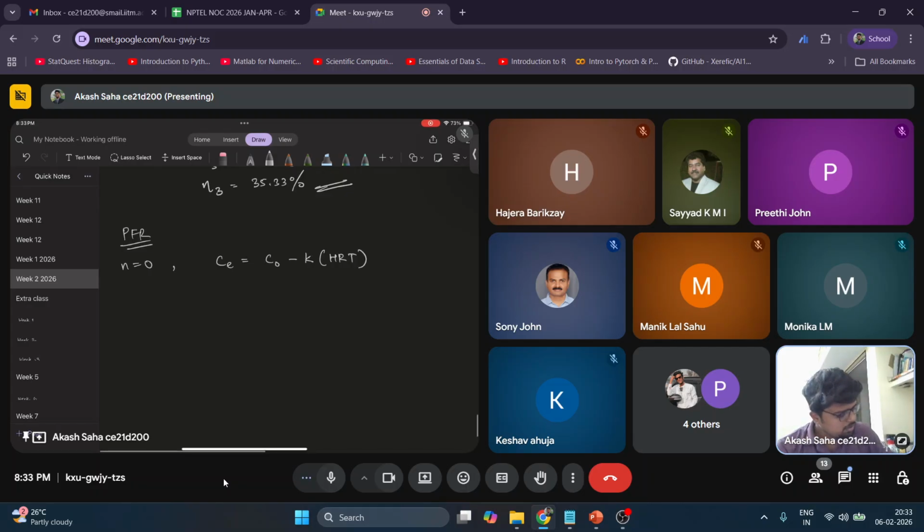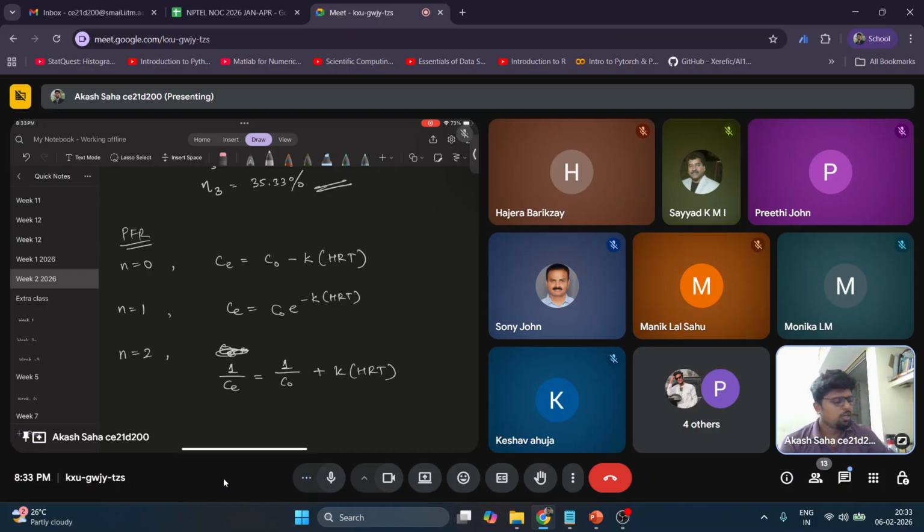Okay, for order 1, we all know CE is equal to C naught e to the power minus K into HRT. For order 2, it is not in this form, it is 1 by CE is equal to 1 by C naught plus K into HRT. So I am not deriving all these things, but I am rather giving you the equations directly.